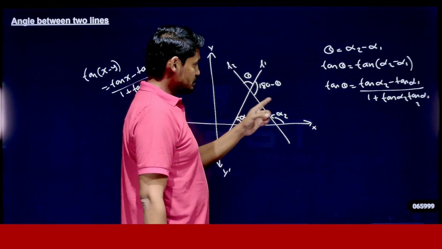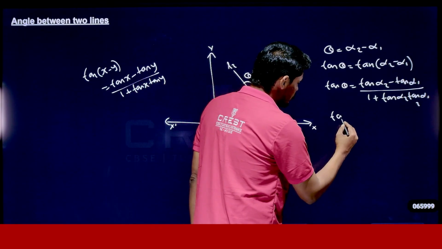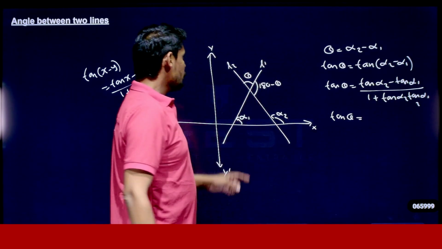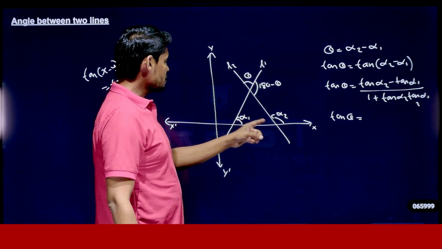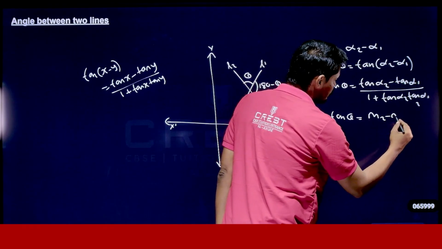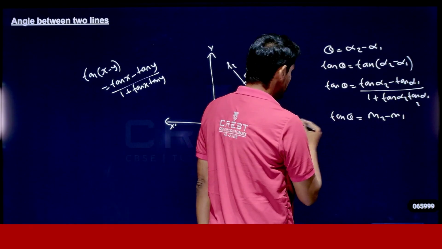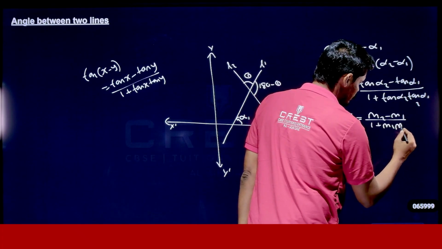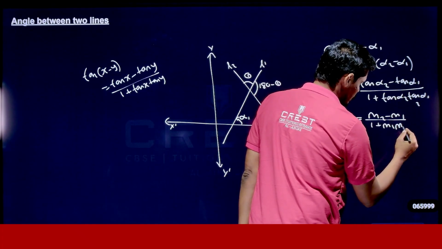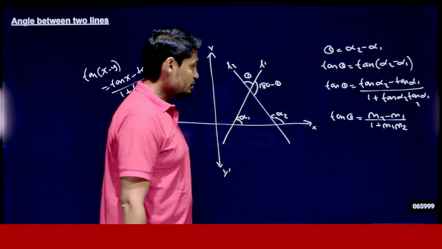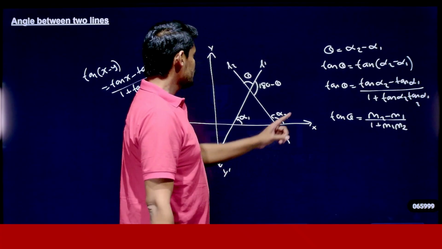Tan alpha 1 is the slope that L1 makes. That means tan alpha 1 is the slope of L1, M1, and tan alpha 2 is the slope of L2, M2. So tan theta is M2 minus M1 divided by 1 plus M1 into M2, or M2 into M1, because multiplication is commutative. Now this is the angle theta.